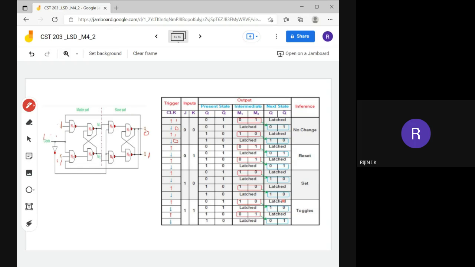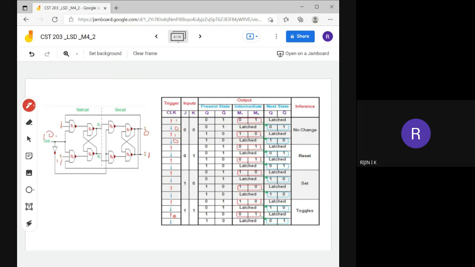It will be latched. Latched means memory state. That means whatever the previous output was, it will continue the same. That means it does not toggle. Whatever the previous output was, the same output will continue. That is latched. Then when the clock pulse becomes 0, what happens? The intermediate state output will be the next state and the first part will be latched. So this is the next state. Same operation happens when 1 0 is applied.